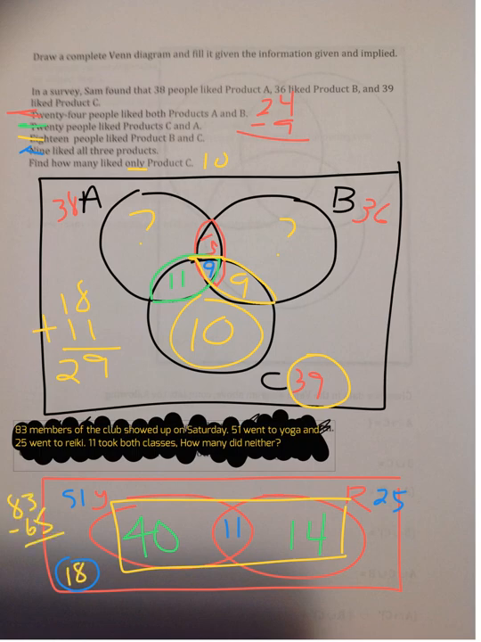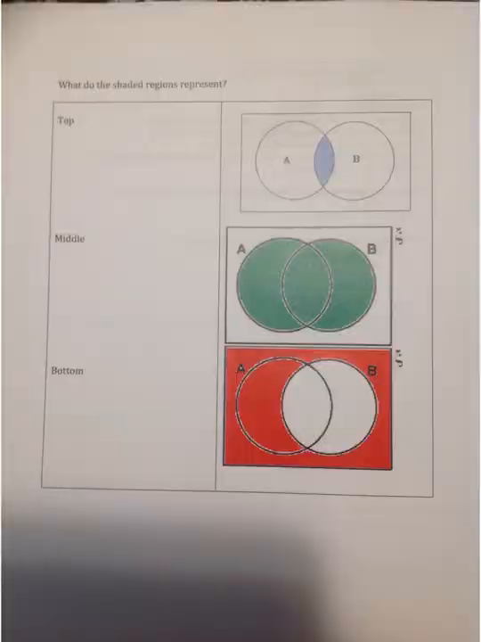Okay, so if we do 40 plus 11 and 14 is 65. 83 minus 65 gives you 18. That did neither.